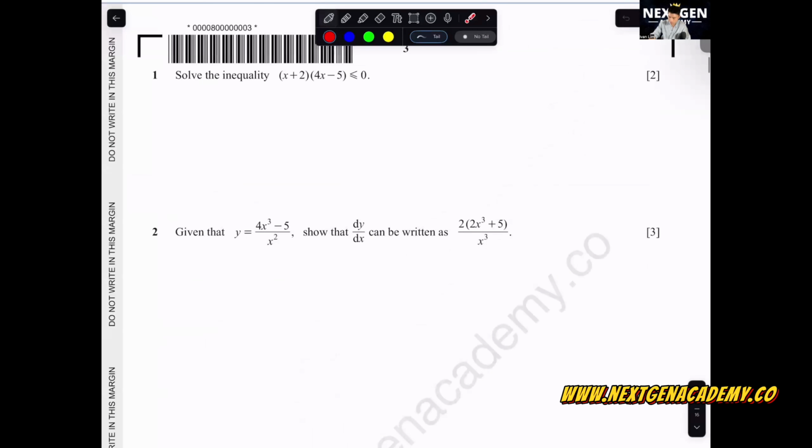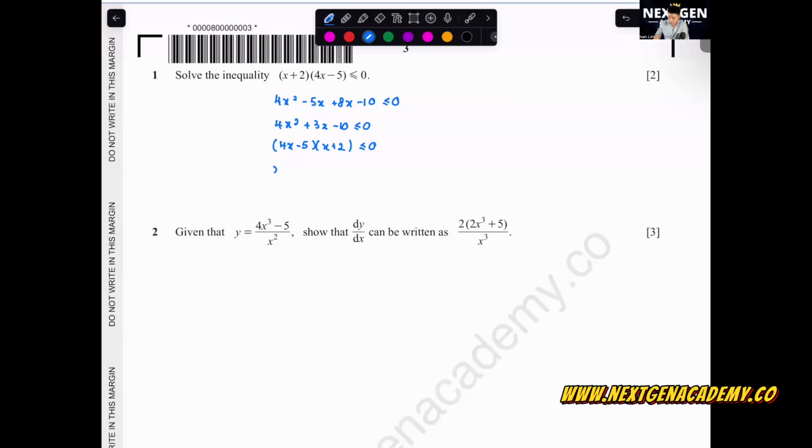Question number 1. Solve the inequality (x + 2)(4x - 5) less than or equal to 0. This one is just a quadratic inequality. Open up the bracket. We will get 4x squared minus 5x plus 8x minus 10 less than or equal to 0. Simplify it: 4x squared plus 3x minus 10 less than or equal to 0. Factorize this: (4x - 5)(x + 2) less than or equal to 0.